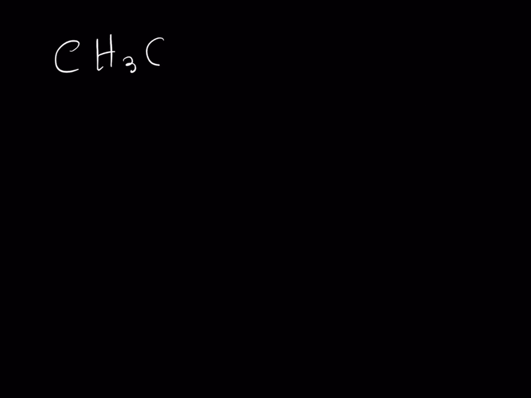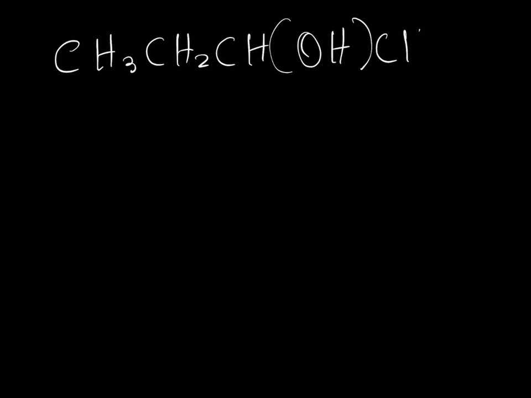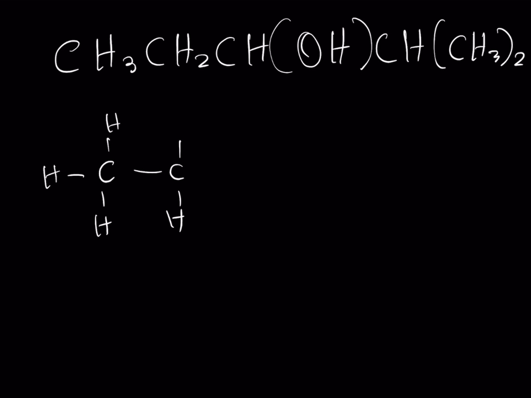Then we have a CH3CH2, CH, OH, CH, CH3 twice. So we start with the CH3 on the left, then we have a CH2, and then we have a CH, OH, and then a CH with 2 methyls at the end.